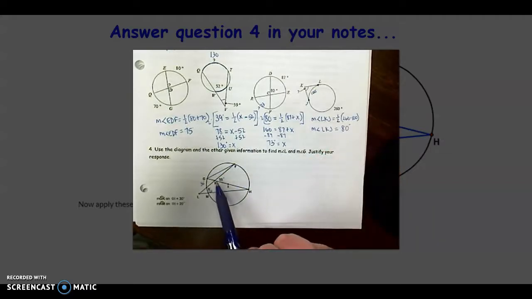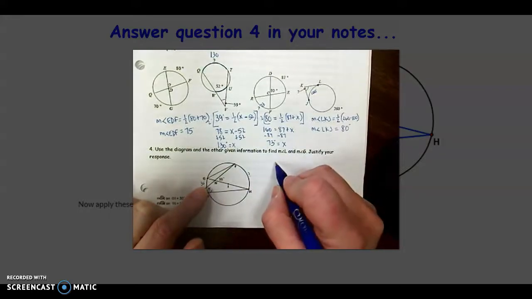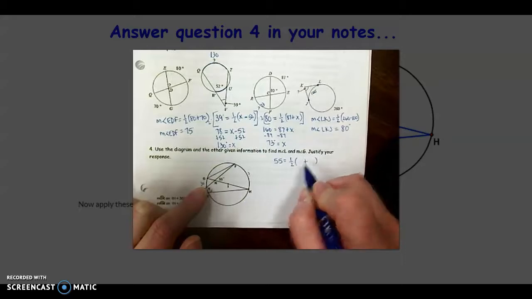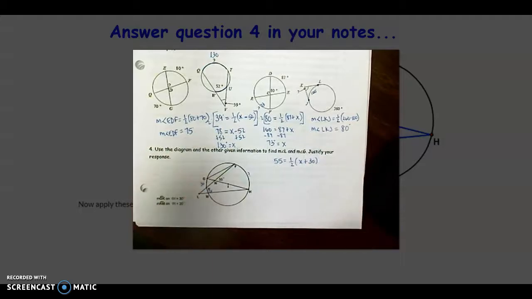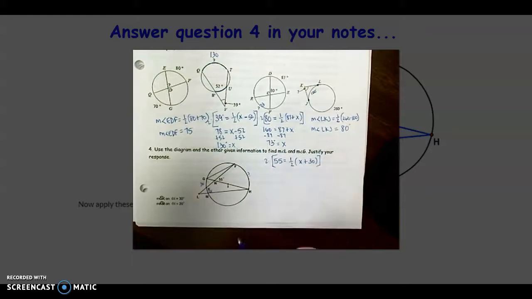Well, the way I can find it is using the fact that I know this angle. This angle's vertex is inside the circle. So I know that I can use relationship number 1 from the top of our notes, the fact that this angle is half the sum of its arc and its vertical angle's arc. So I can find this arc since I know the angle. I'm going to set that up as the angle is equal to half the sum of the arc of the 55 degree angle and its vertical angle. So that would be x plus 30 or 30 plus x. The order doesn't matter.